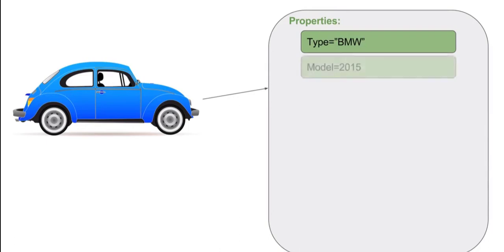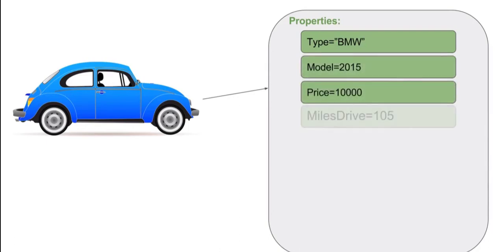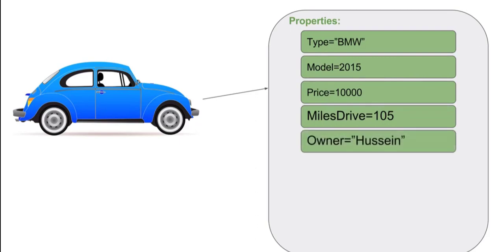Let me tell you about the car. What do you think about the car? The car has properties. What properties could this car have? It could have a type, for example BMW, a model like 2015, a price of 10,000, or miles driven, like 405, and the owner of this car, Hussein. So all these are properties of the car. When we talk about properties, we mean we describe things. So the car as an object has a number of properties.